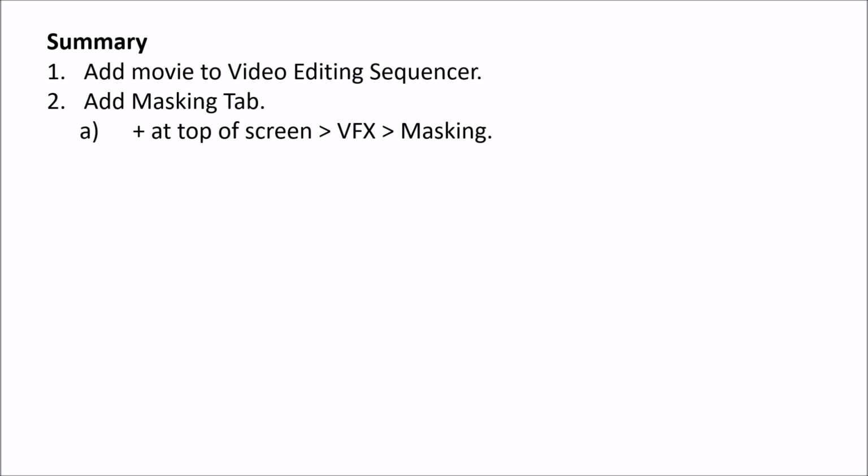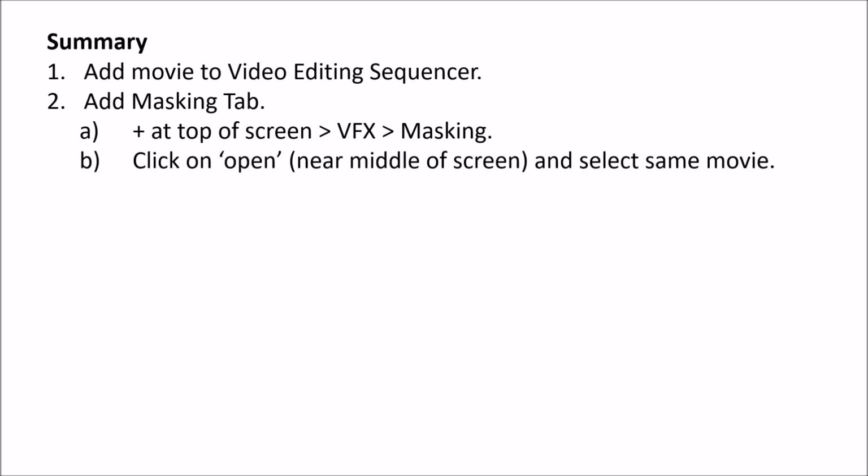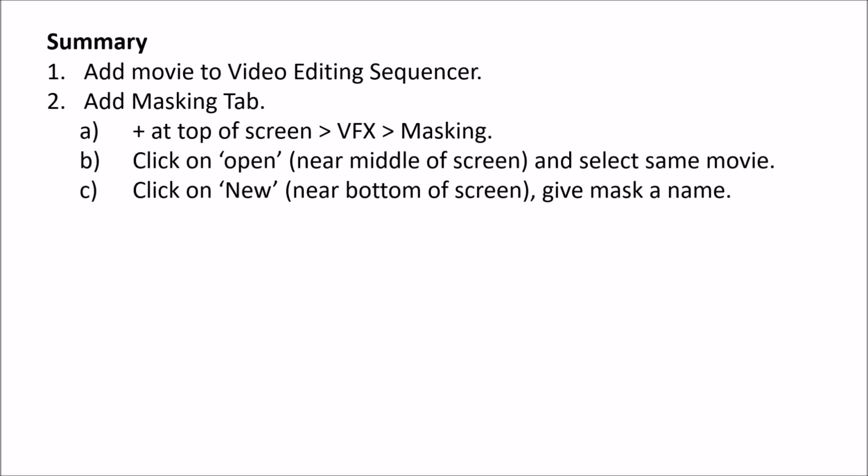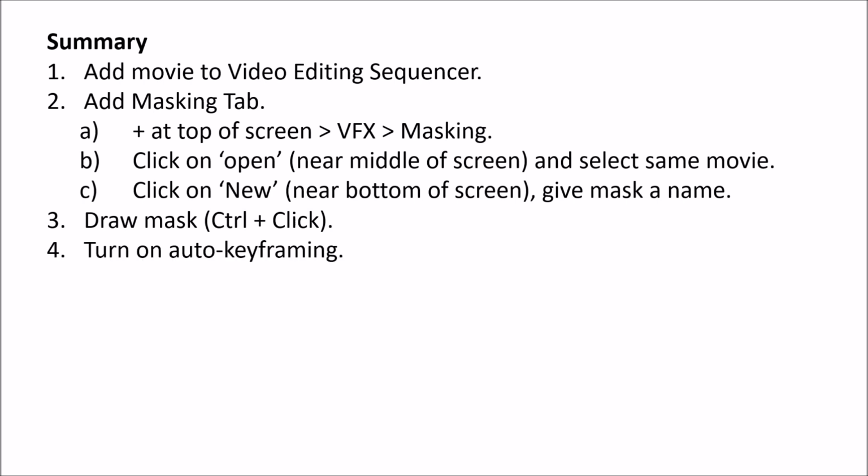Okay. Once you're on that masking screen tab, you need to click on the open button, which was near the middle of the screen, and then you select the same movie that you did in step 1. Once you've done that, you go ahead and click on the new button, which was kind of in that odd location near the bottom left of the screen, and then you just give the mask some kind of name. Once you've done that, it's just a matter of going ahead and drawing your mask using the Ctrl Click technique, and then turning on auto keyframing.